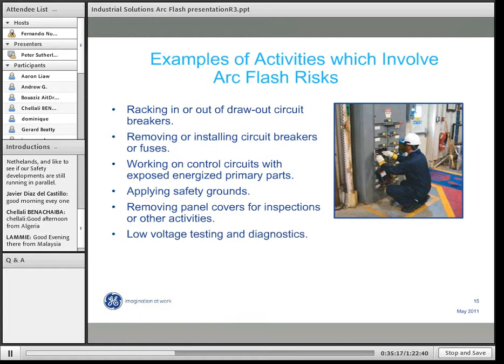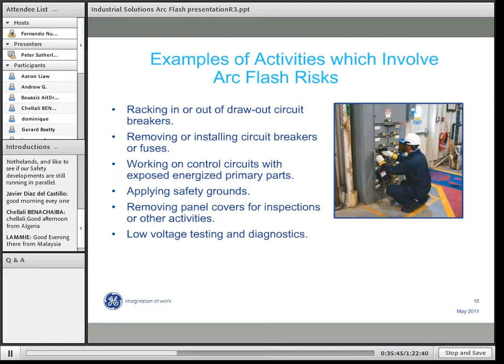If you do it while it's live, you have to wear a high level of protective gear. In fact, the worker shown in the picture in this slide is not wearing sufficient protective gear for what he is doing. And we'll show in a few slides later exactly what gear is needed.